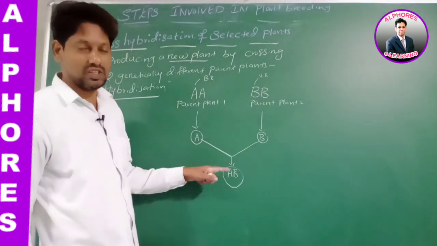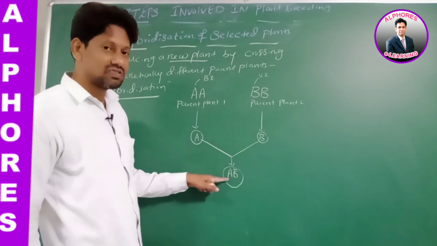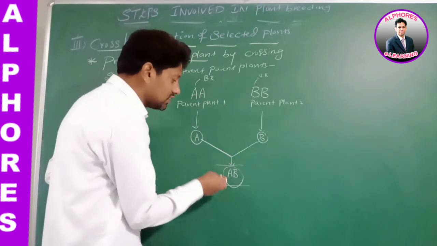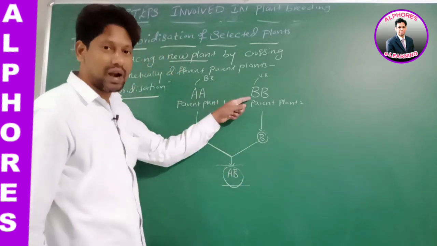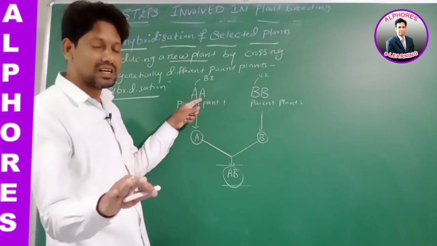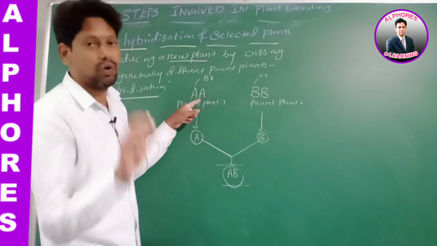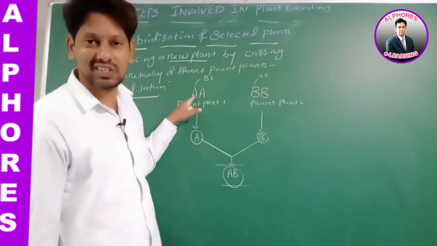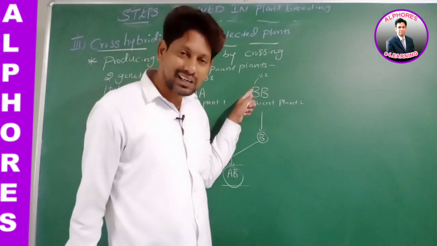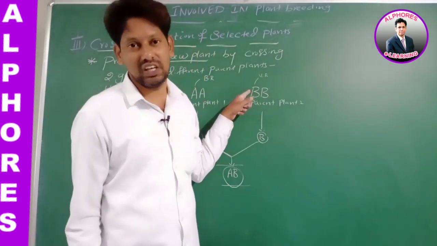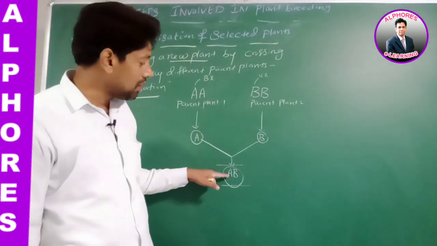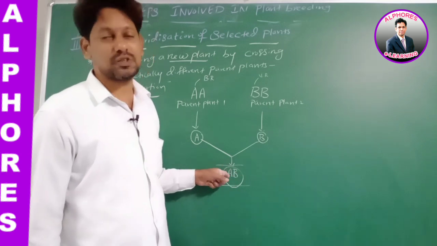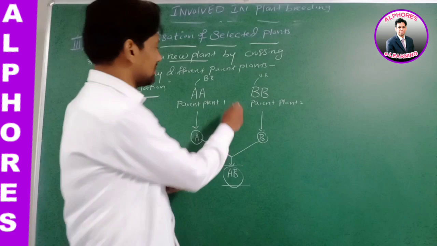It means now a single plant is made both bacterial resistant and viral resistant. Yes or no? Initially, before producing this plant, is there any plant having both bacterial resistant and viral resistant genes? No. This plant is having bacterial resistant gene but not viral resistant gene. This plant is having viral resistant gene but not bacterial resistant gene. But this plant is having both. It means a new plant is produced. How? By crossing what?